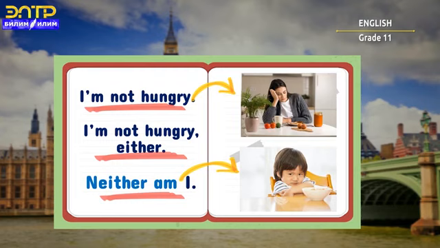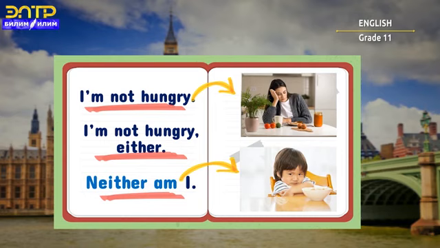Let's see another example. Look at this girl. She has some food in front of her, but she says, I'm not hungry. And look at this boy. He isn't hungry either, and he says, I'm not hungry either. Or he can say, "neither am I," starting with "neither," and then the helping verb "am" without "not," because "neither" gives a negative meaning, and then "I."